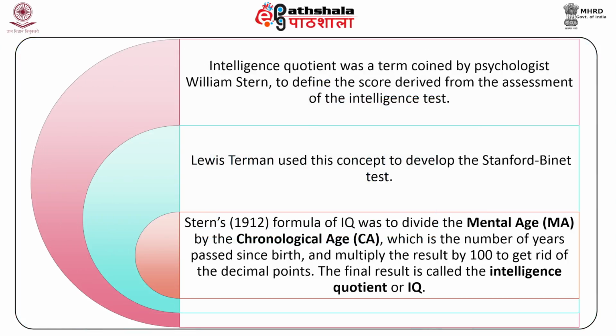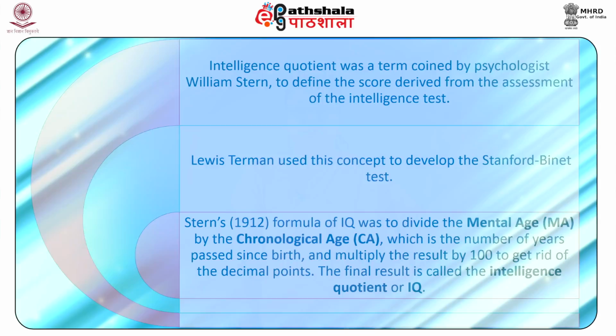Intelligence quotient was a term coined by psychologist William Stern to define the score derived from the assessment of the intelligence tests. Lewis Terman used the concept to develop the Stanford-Binet test. Stern's formula of IQ was to divide the mental age by the chronological age. Chronological age is the number of years passed since birth, and multiply the result by 100 to get rid of the decimal points. The final result is called intelligence quotient.